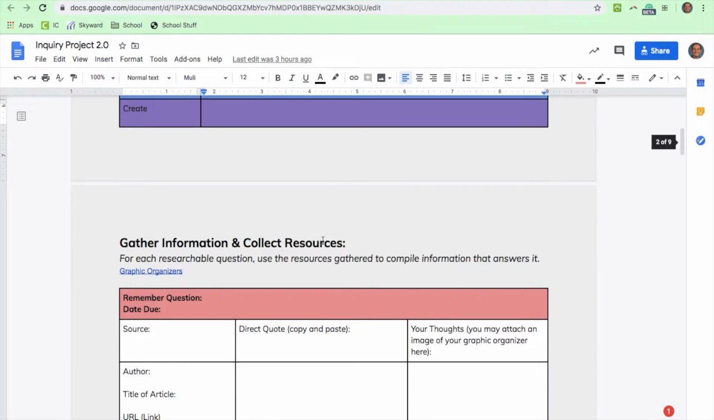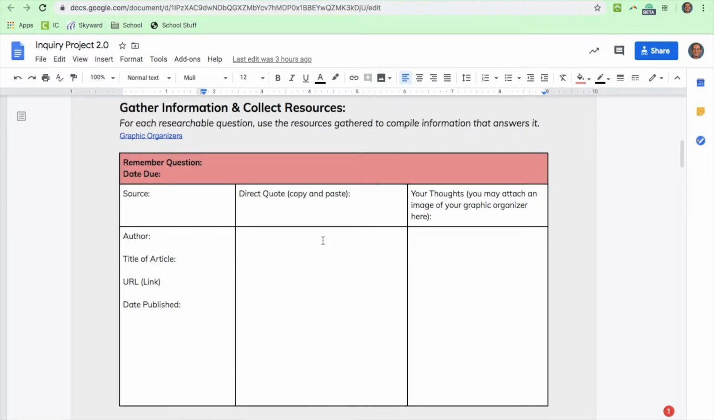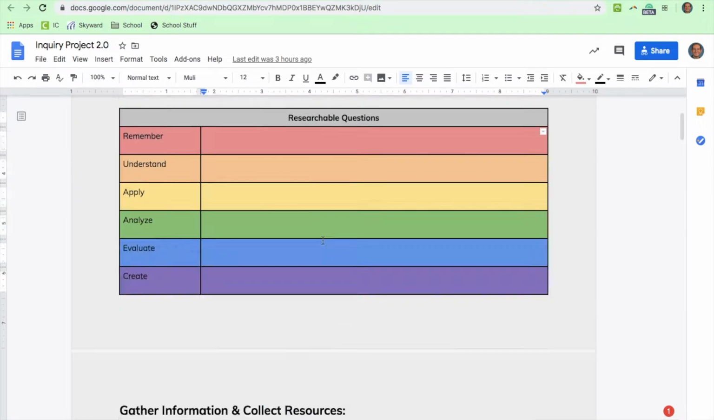And for each question you'll have to gather information and collect resources. And simply that means whatever your question is, you have to research it and try to answer it. And that is a project.